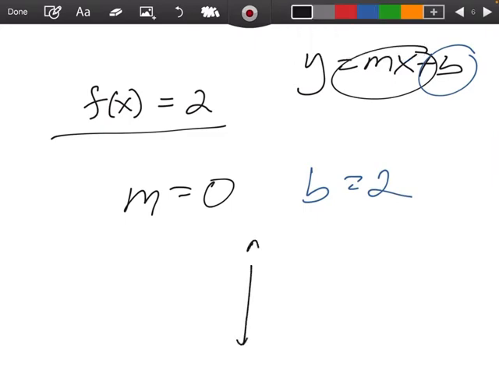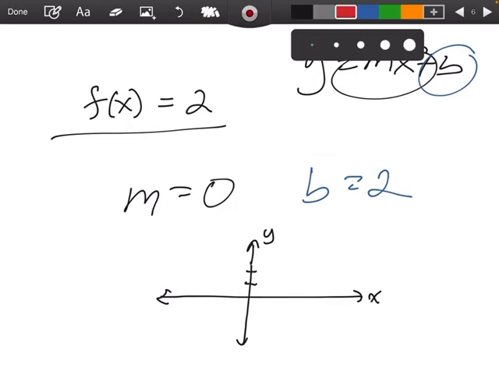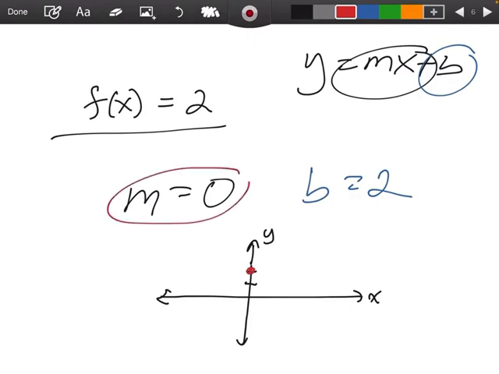So what does that mean I would have? I would have something that's going to look kind of like this. Here's my x-axis, here's my y-axis. I'm going to go up to y equals 2, 1, 2. That's going to be the point that I'm going to plot. Since my slope is 0, remember what that means. I can think of that as 0 over 1. Don't go up 0, just go over 1. Just go over 1.